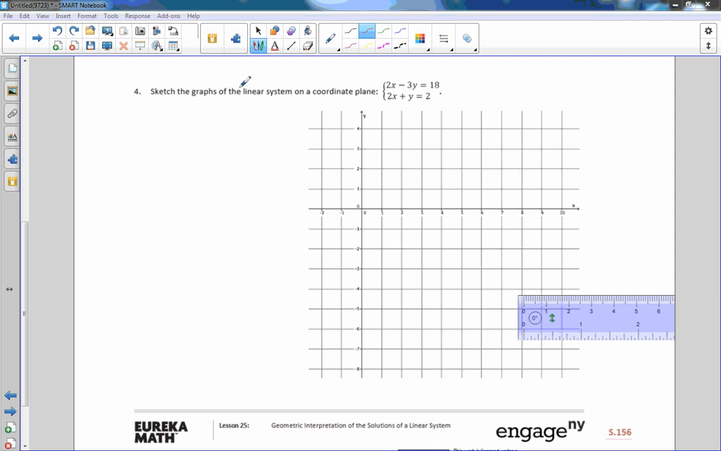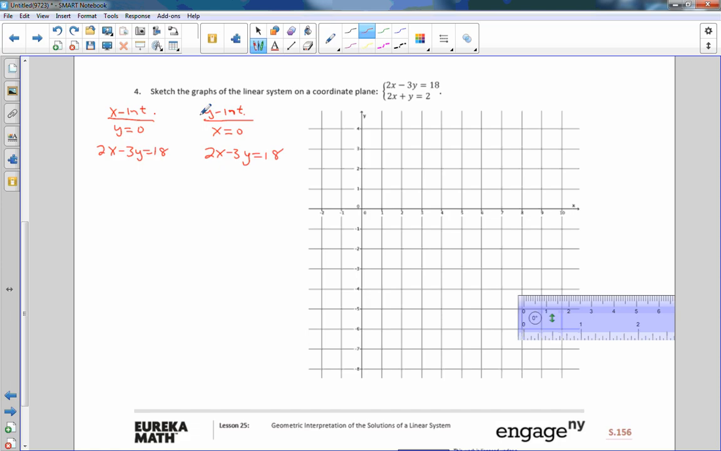Okay, number 4, it says to sketch the graphs of the linear system on a coordinate plane. Standard form, standard form. So x intercept, y intercept. When we're looking for the x-intercept, we make y 0. When we're looking for the y-intercept, we make x 0. Okay, so I'm going to write 2x minus 3y equals 18.